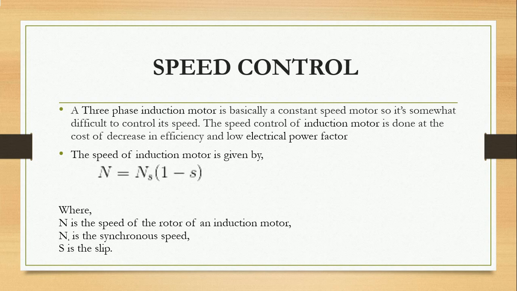Normally, the speed of induction motor is given by n = ns(1 - s), where n is the speed of rotor of an induction motor, ns is the synchronous speed, and s is the slip.